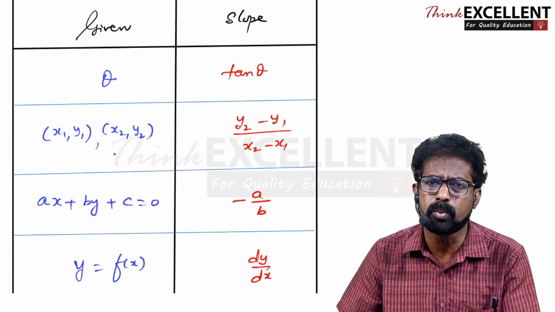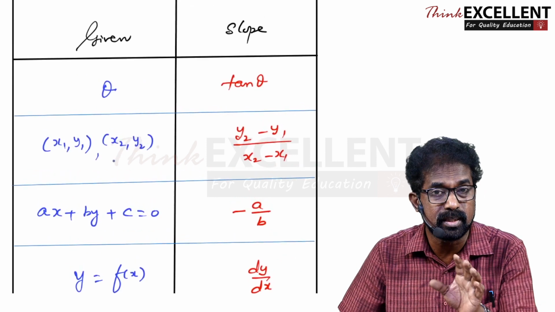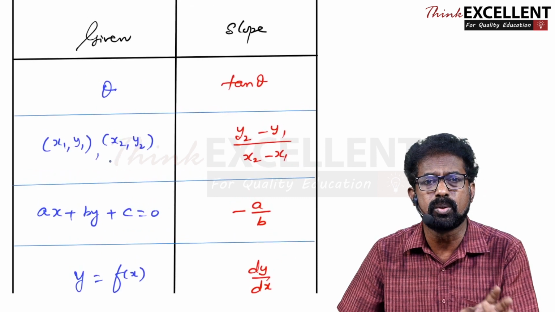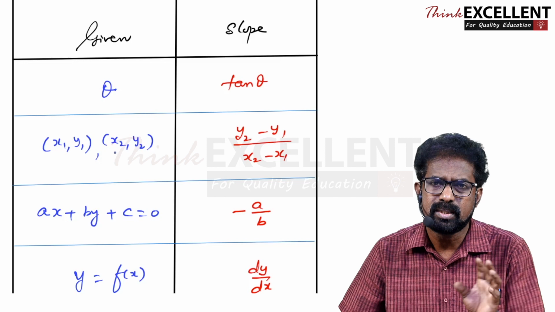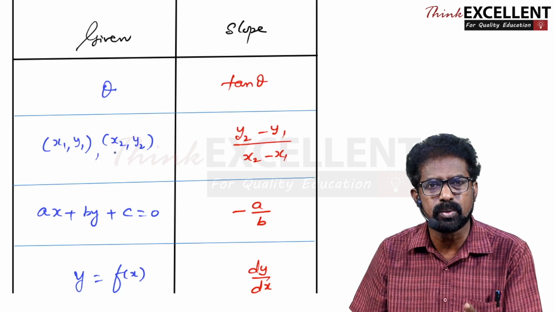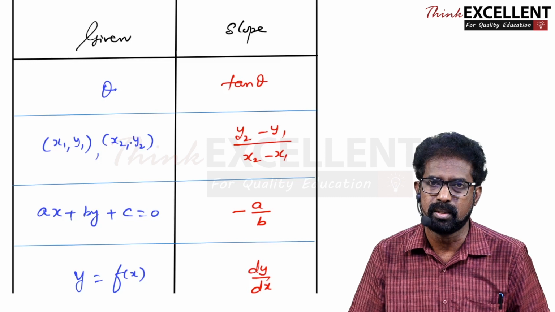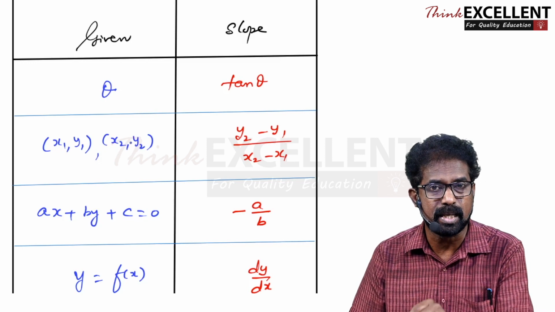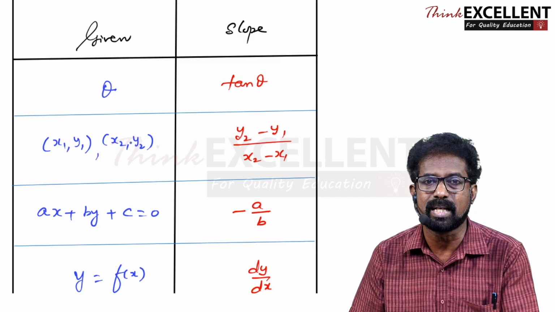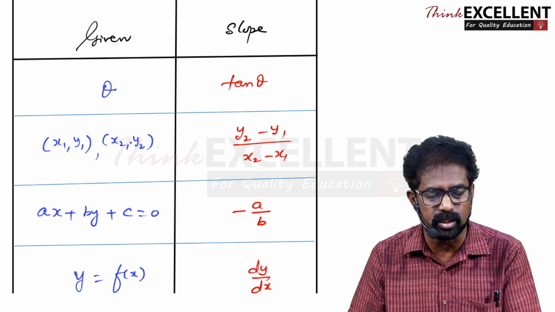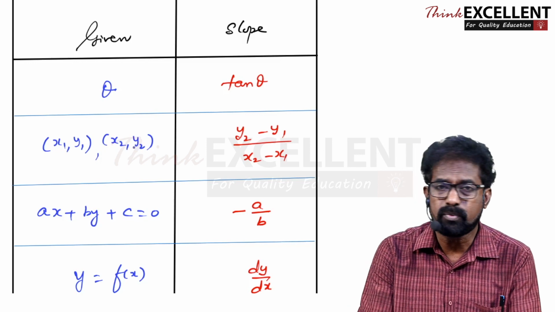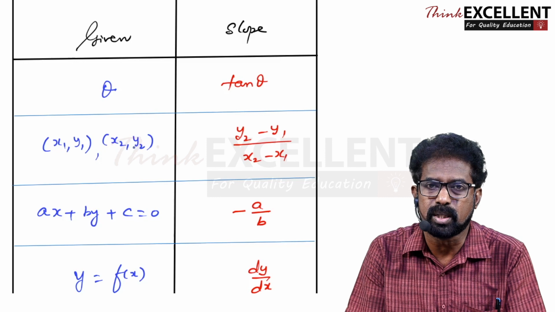So in various situations, how to find slope, that's the reason I said slope. Don't blindly use some formula. See the situation, what is given. If an angle is given, tan theta; if 2 points are given, y2 minus y1 by x2 minus x1; if the equation of a line is given, minus a by b. If a function is given, the slope of the tangent is dy by dx. You have to differentiate. Okay, here there are a lot of objective questions, a lot of concepts you have to understand.